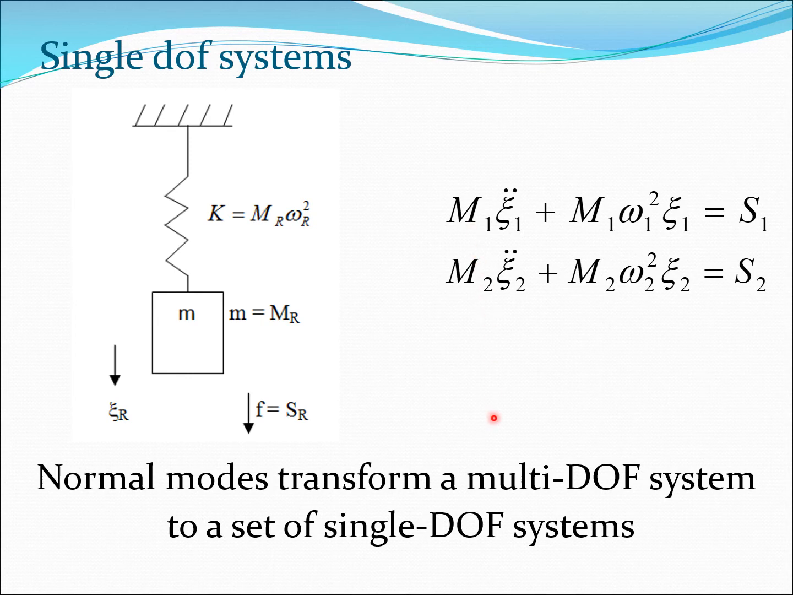And if we were to expand this in our thinking and consider that you would have a coordinate r, then what would happen is that the mass would be this m_r, the stiffness corresponding would be m_r into the frequency omega_r squared, and then the forcing applied to each of these would be s_r. So the coordinate corresponding to this would be the xi_r. So this is very interesting in that now I have a number of single degree of freedom systems, and the normal modes have transformed a multi-degree of freedom system into a set of single degree of freedom systems. So that's what has happened here.